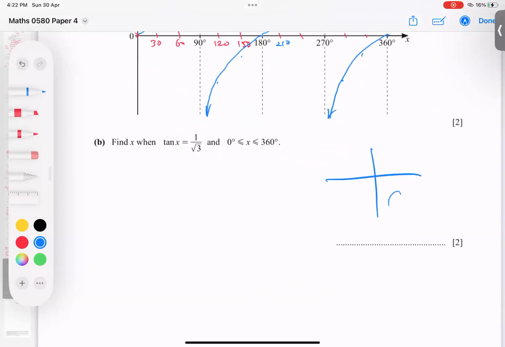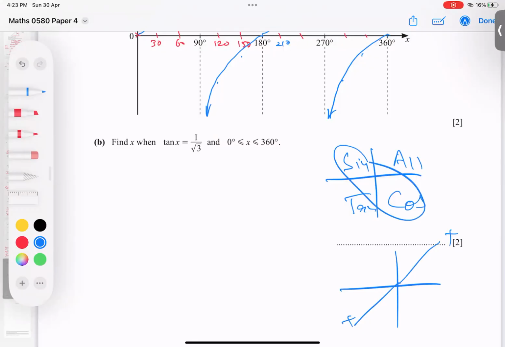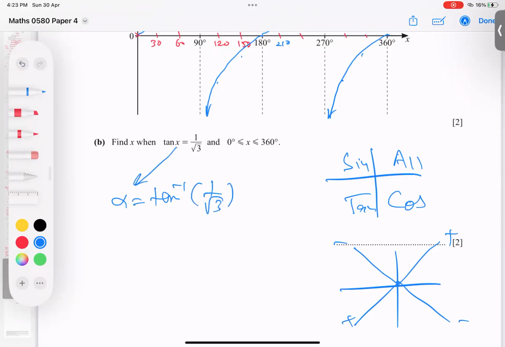So CAST property: C, A, S, T. C for cos, A for all, S for sine, T for tan. All are positive here, and tan is positive here. So tan is positive in the first and third quadrants. Here sine and cos are positive, so tan is confirmed negative; here tans are negative. Because tan is positive, I will take this x as alpha first of all, the principal angle, and I will find it. When I find it, I get 30 degrees.